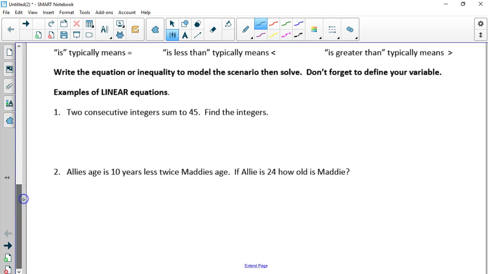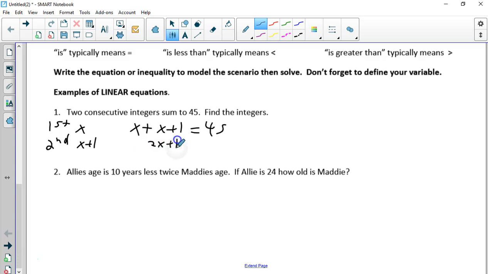So, some examples. 2 consecutive integers sum to 45. I'm going to call my first integer x, and my second integer, since they're consecutive, x plus 1. It says that they sum to 45. So that's 2x plus 1 equals 45. 2x equals 44. x equals 22. Plug it back in. My numbers are 22 and 23.